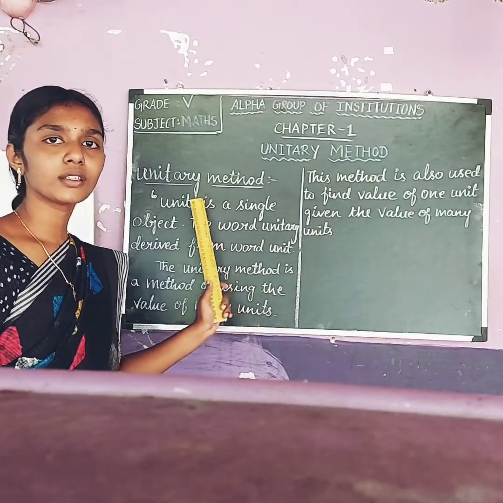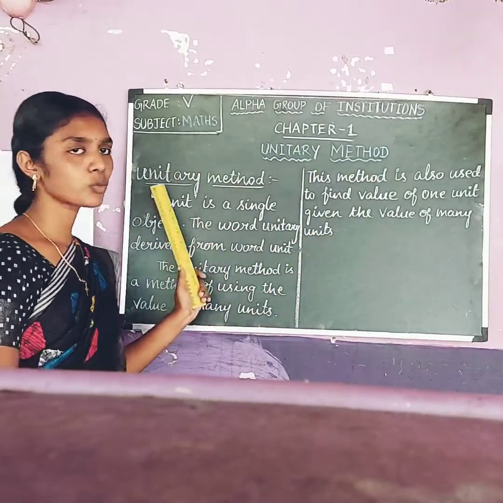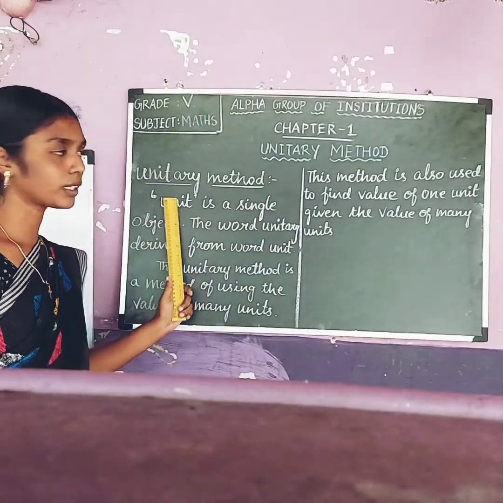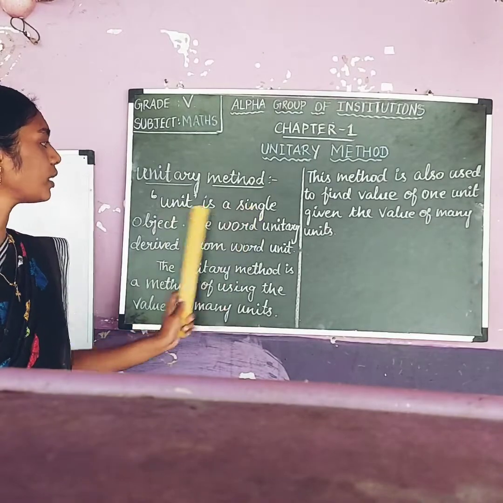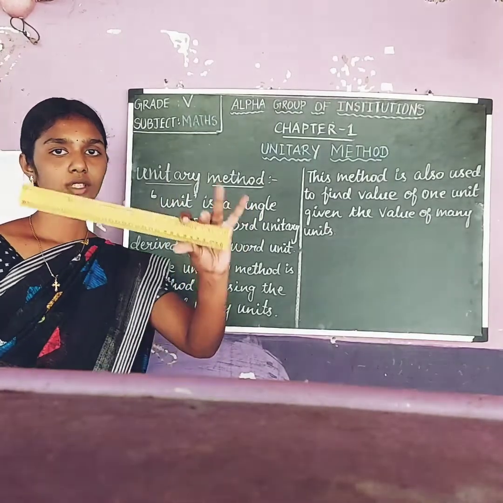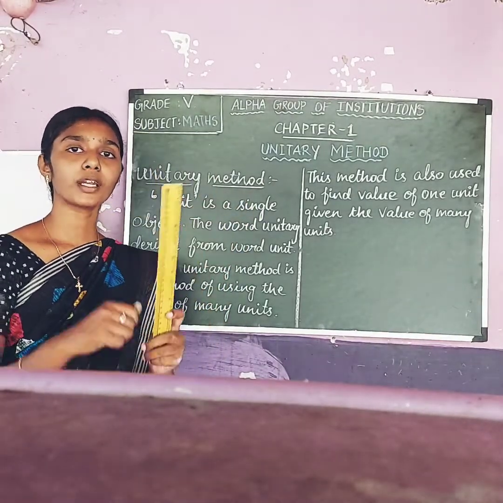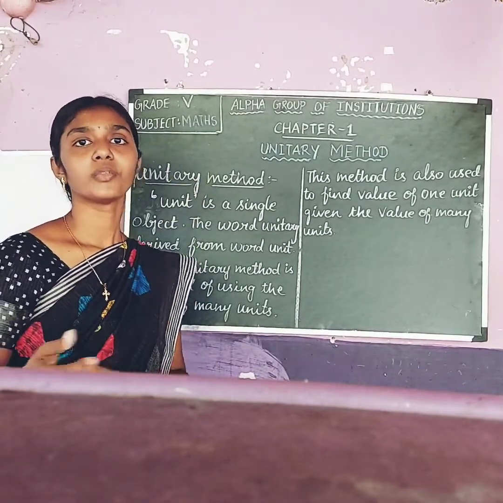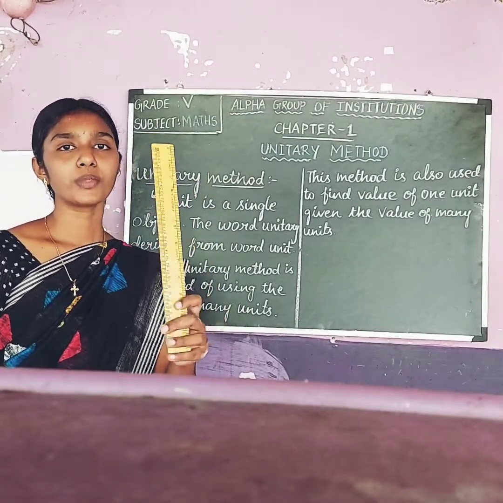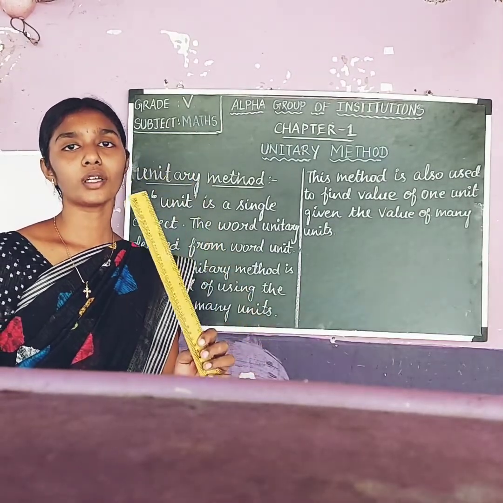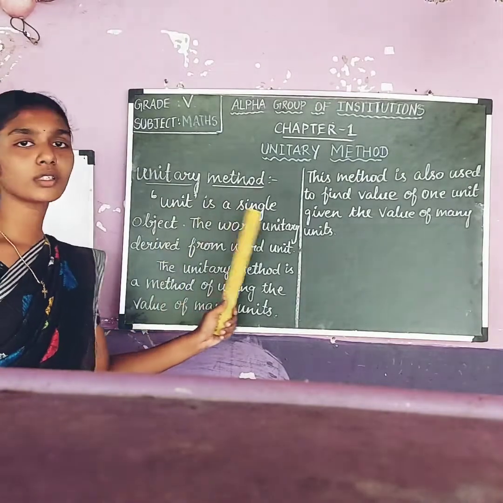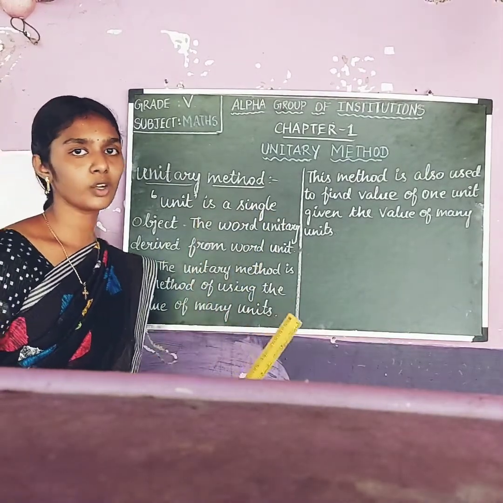So let us see the definition of the unitary method. First, what is meant by unit, and then we are going to see the unitary method. See, a unit is a single object. I told you, no, I am carrying only one scale. If I am carrying another scale along with this, is that called a unit? No, that is not a unit. If an object is a single object, then we call it a unit.